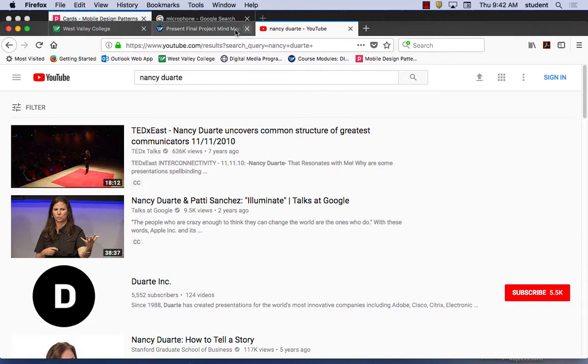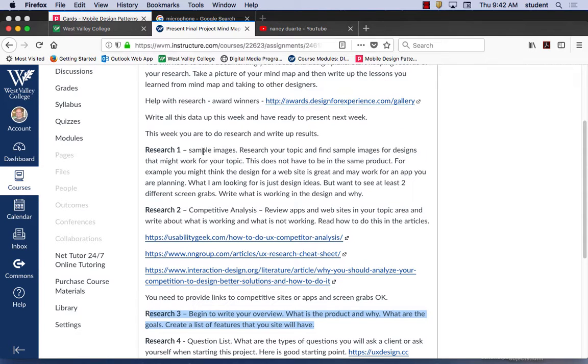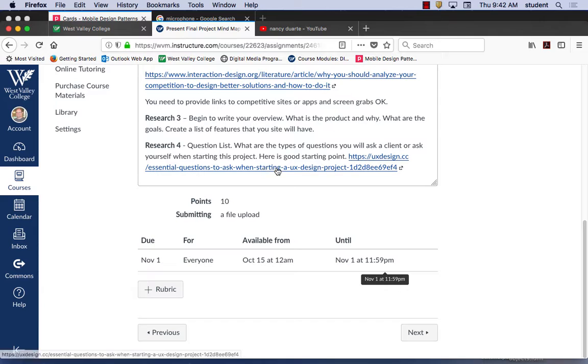But my whole point here is that you should be analyzing what is there and what could be. That's what I'm trying to say. And then, of course, take your sample images. I showed you how to take screen grabs, right? I want to see some samples up here. And then the last one is this one.